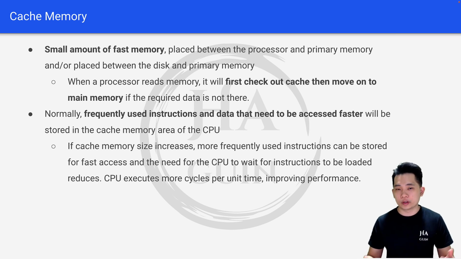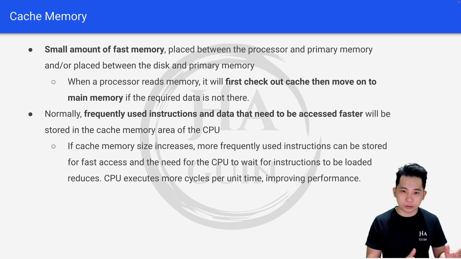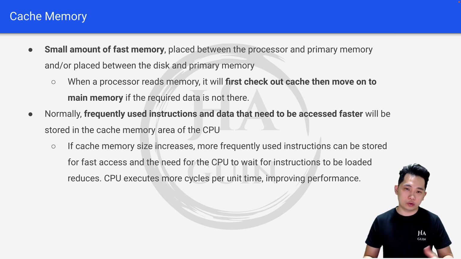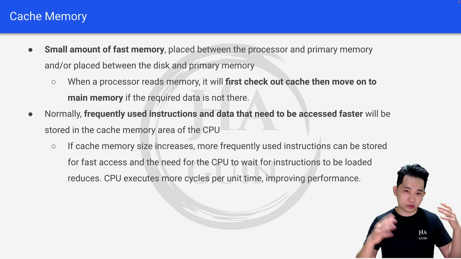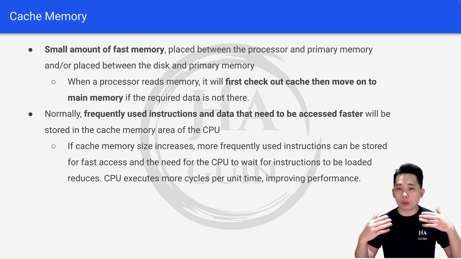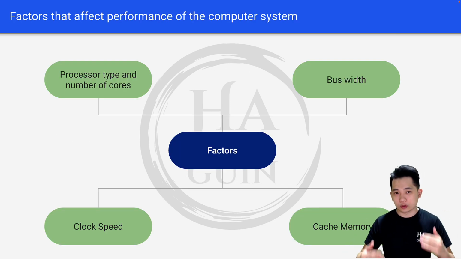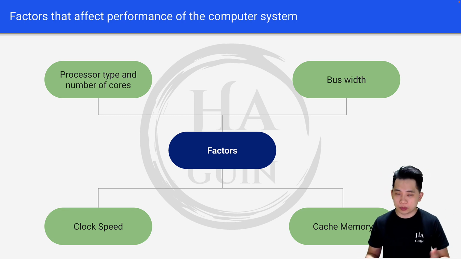You can think of it this way: cache memory is just like a box. Inside this box, which is near to you, you can store all the instructions that you always use. When you need to use an instruction, you can just take it from this box, thus reducing the time taken to get all these instructions again, and in the end improving the overall performance. So these are the 4 factors that affect the performance of the computer system: processor type and number of cores, the bus width, the clock speed, and the cache memory.